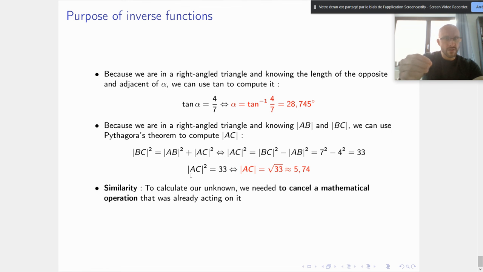So inverse functions are always relative to one specific function, okay? Like tangent, arctangent, square root, square. So the inverse function is always the operation that cancels another function. That's very important to know, and that's precisely why we need inverse functions. That's something that we always need. We always need to cancel something that's acting on some unknown.